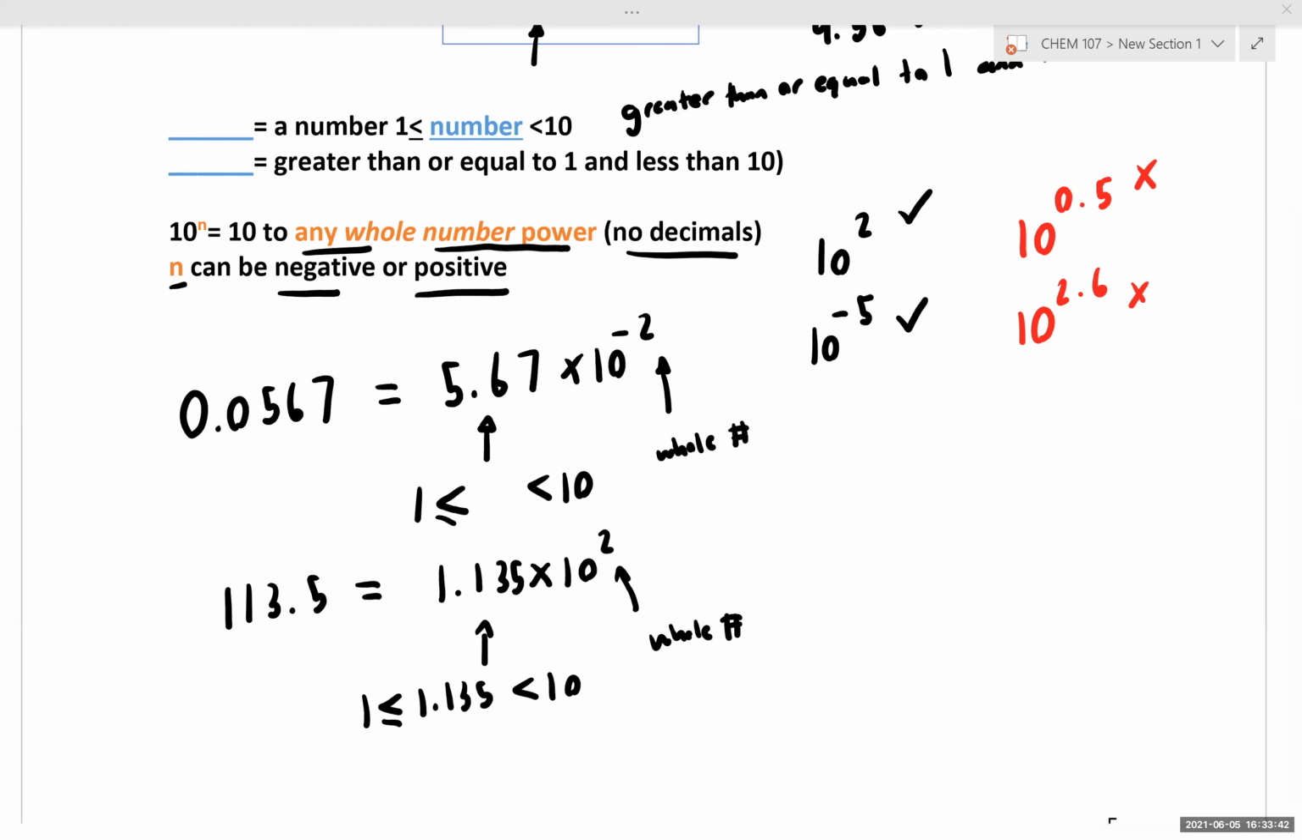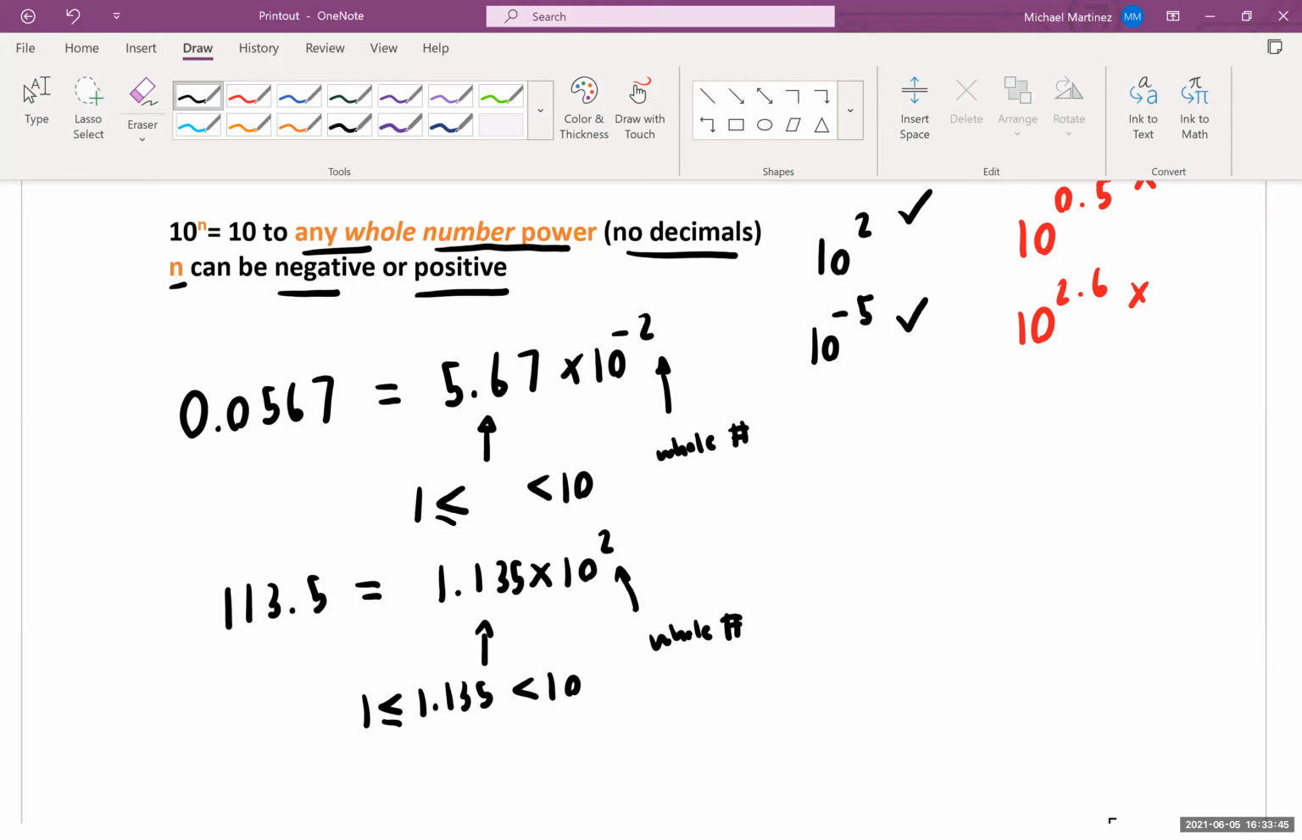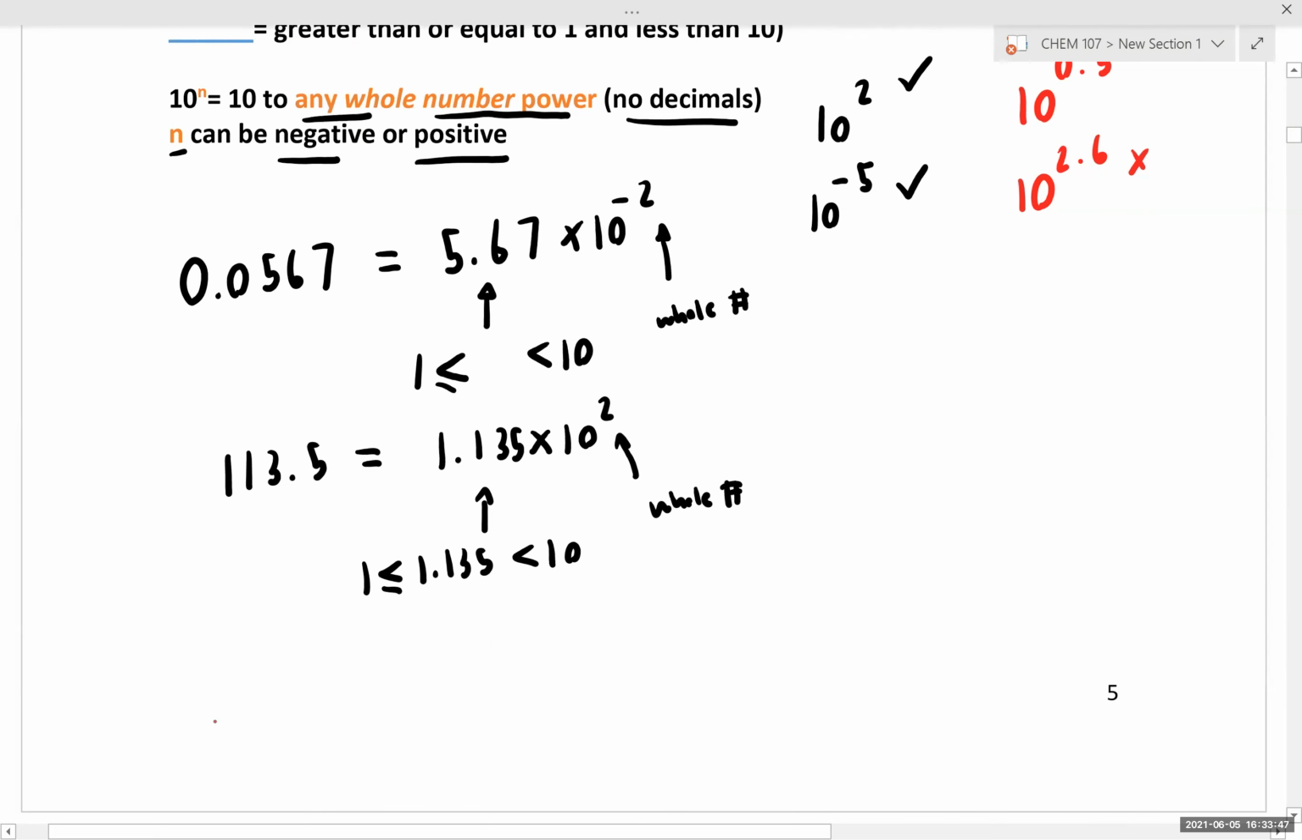To show some examples of numbers incorrectly written in scientific notation, if we had 0.0935, it would be incorrect to write this as 0.935 times 10 to the negative first. The main problem is that 0.935 is less than 1. So this number is not okay for scientific notation.